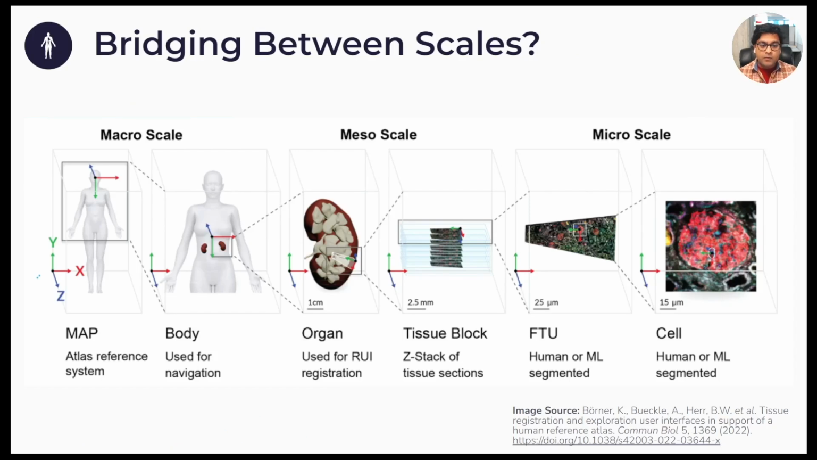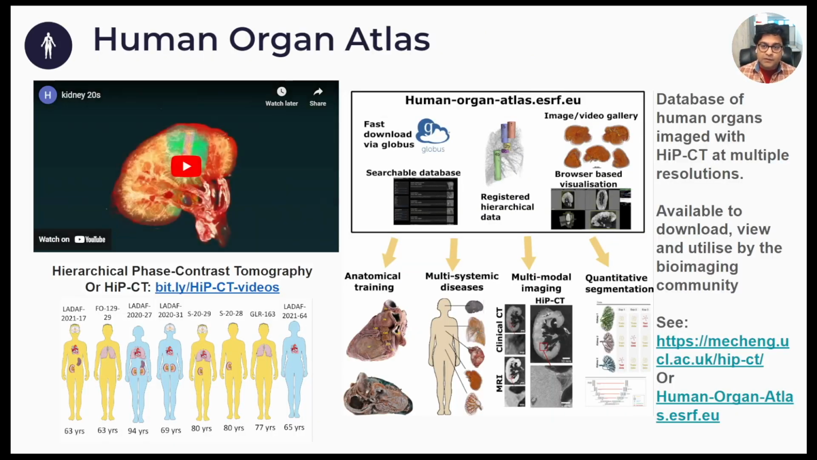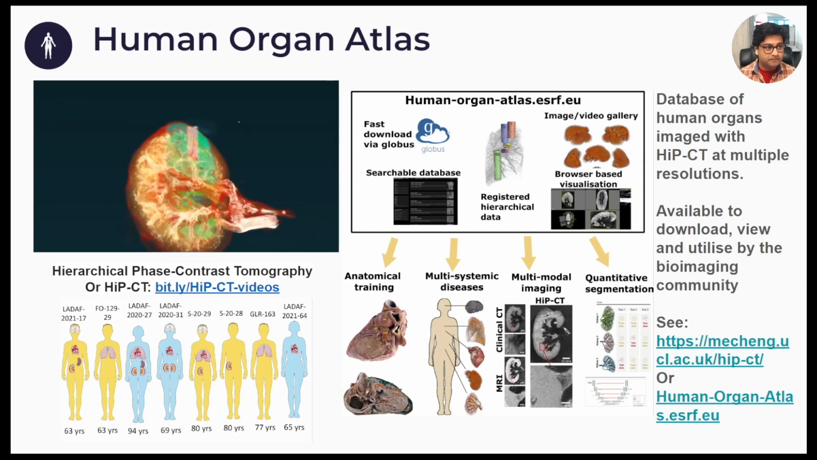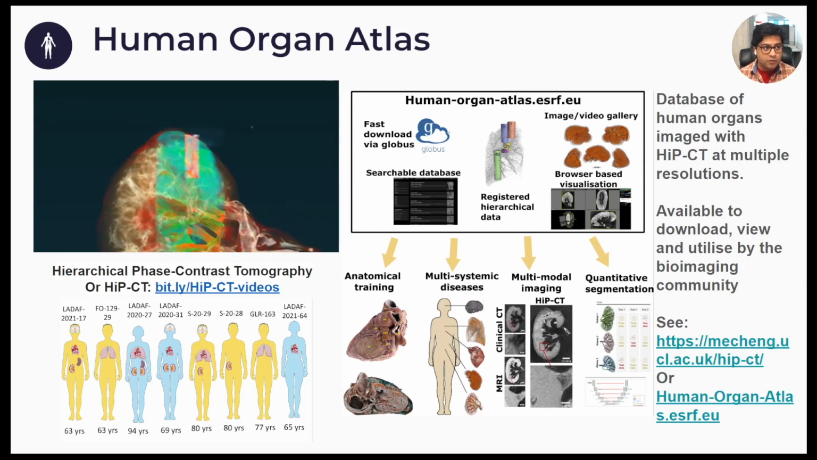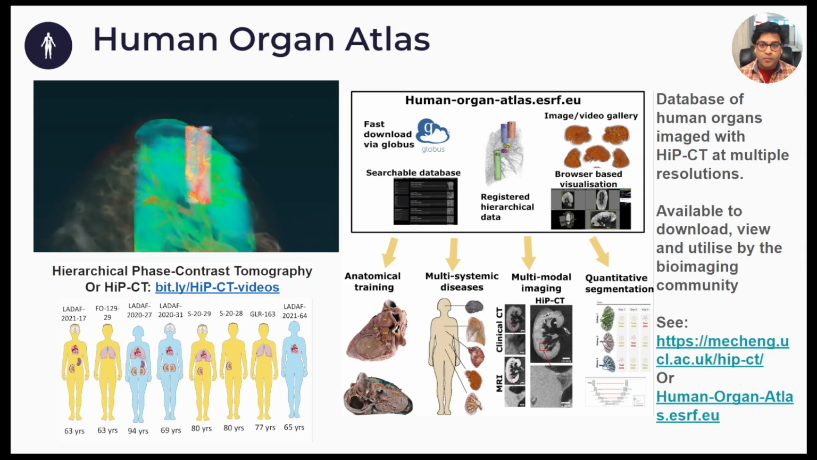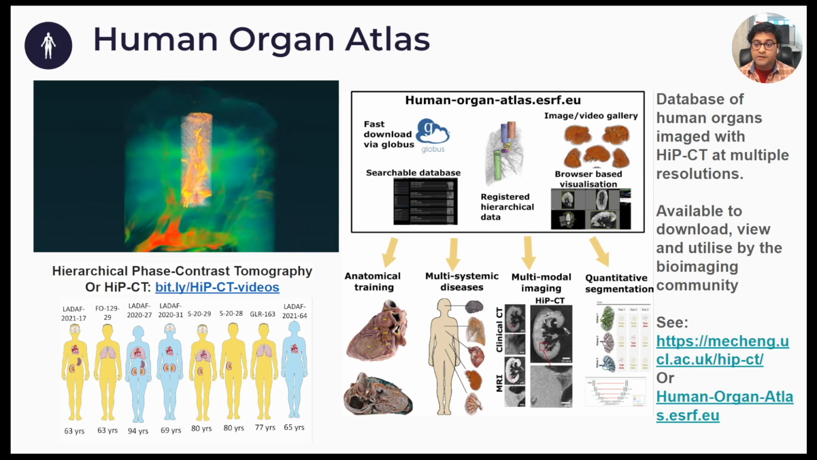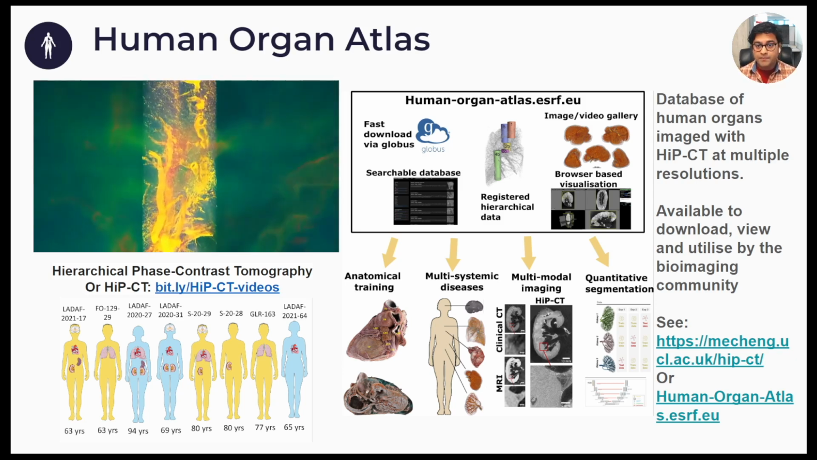But how do we go from that single cell micro scale to the meso and the macro scale? And that's where the blood vasculature helps, because the blood vasculature permeates through all the different scales in the human body. This is also where the data from the Human Organ Atlas becomes extremely important. As many in the audience would know, the Human Organ Atlas Hub is creating an open access database using the synchrotron imaging technique called the hierarchical phase contrast tomography, or HiP-CT.